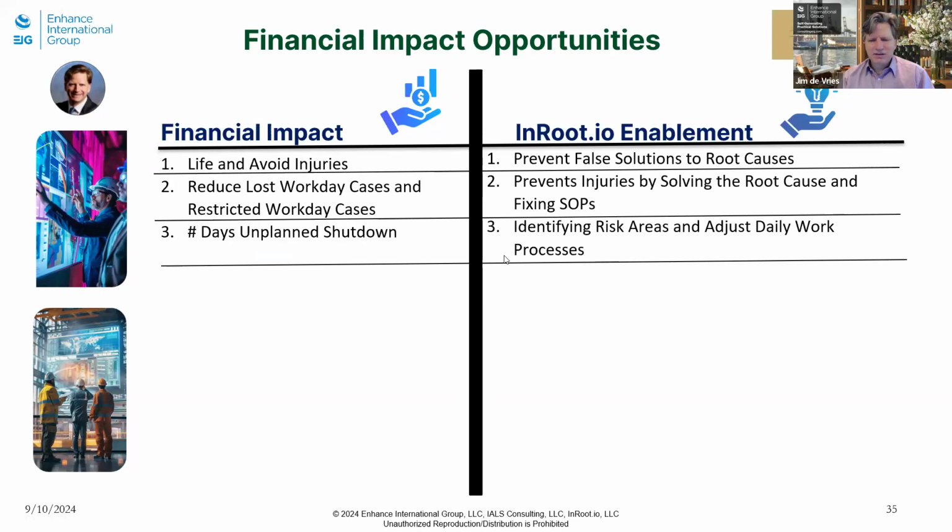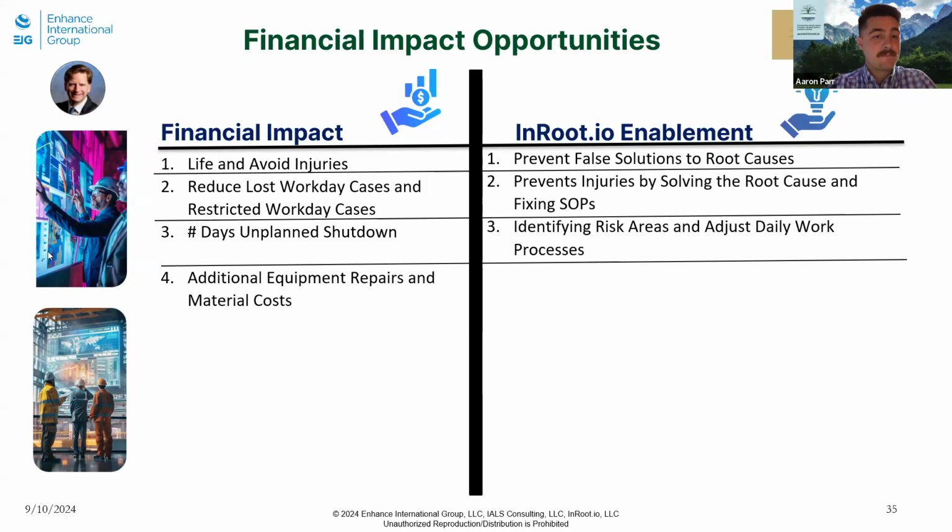Number of days unplanned shutdown. Moving on. So identifying risk areas and adjusting daily work processes. So this is similar. Adjusting daily work processes is one step beyond the SOPs. So updating the standard work that your employees follow from day to day, as well as using what you found to identify additional risk areas. You've had this incident, whether it's a quality or a safety incident. Are there other places in your plants where you could expect to have a similar incident? And can we be predictive in anticipating that?